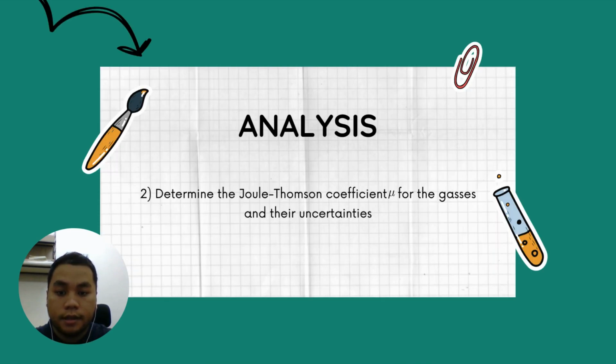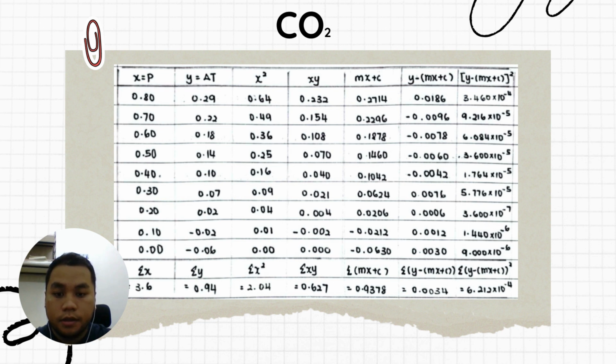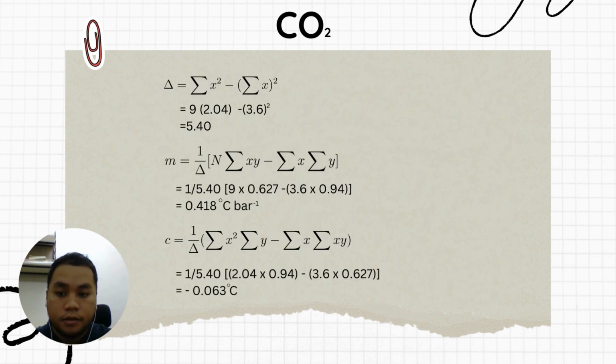So the next analysis is to determine the Joule-Thomson coefficient mu for the gases and their uncertainties. So this is the least square method for the carbon dioxide graph. We are calculating the gradient and y-intercept for the graph. So this is the least square method to find the gradient. First we find the delta, and then we use the formula to find the gradient and y-intercept. So we got the gradient is 0.18 degrees Celsius per bar, and the y-intercept is negative 0.063 degrees Celsius.